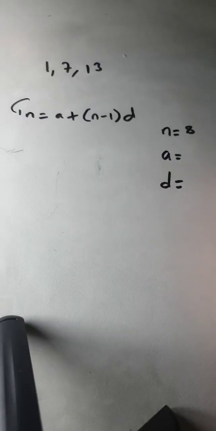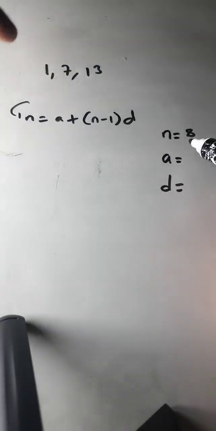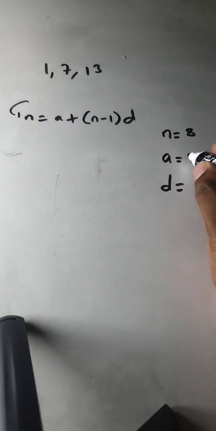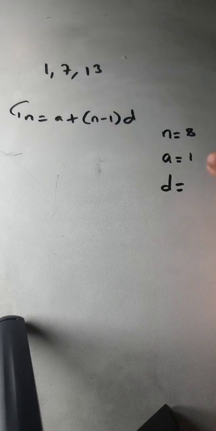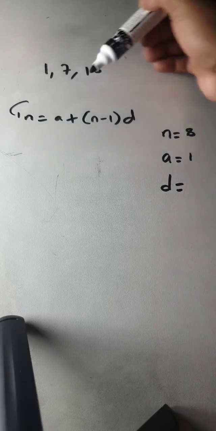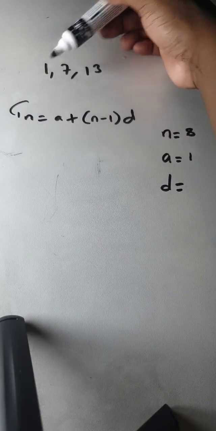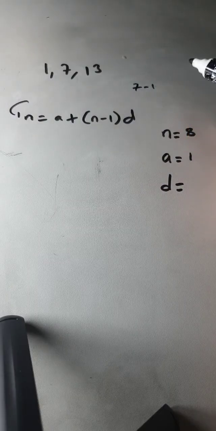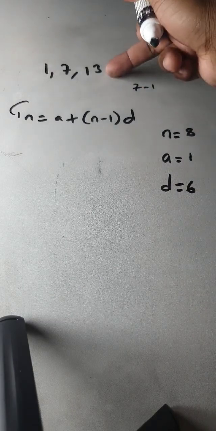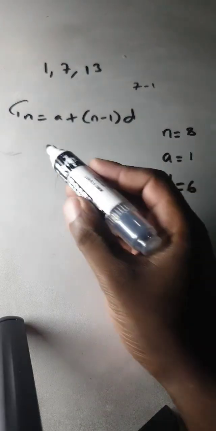a is the first term, so the first term is 1. d is the common difference. How do we find the common difference? We say second term minus the first term. So we are going to have 7 minus 1, which is 6. Or you can say 13 minus 7. It is still 6. So now we can come back to that.